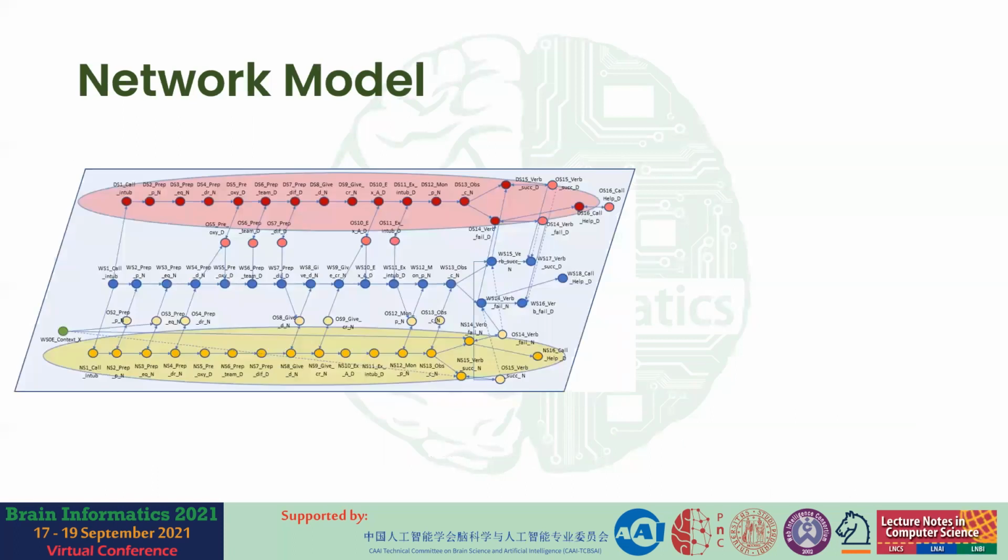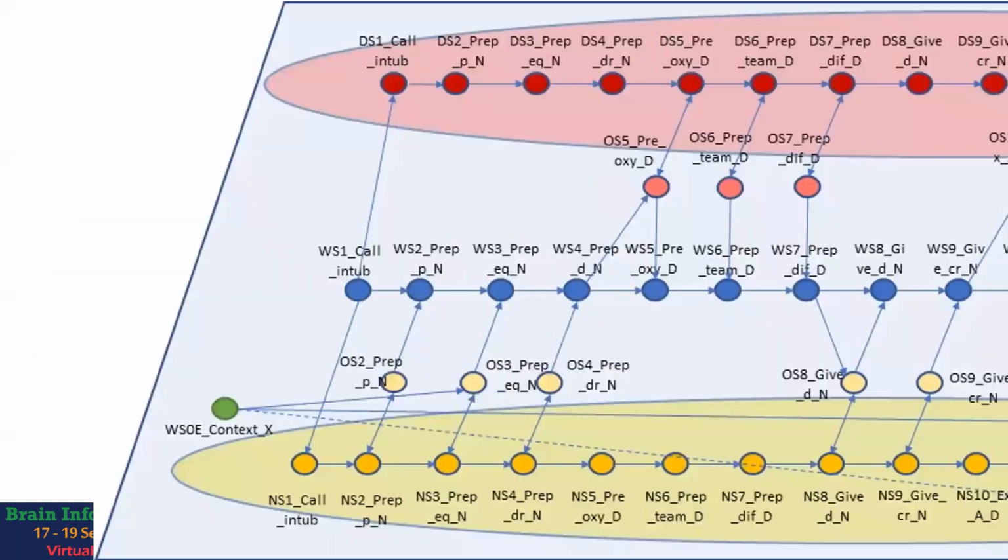Okay, so as I said, we are applying the domain to our network modeling approach. So this is the network model. This is a bigger overview, and you can divide it in three parts: the red, the yellow, and the blue. First of all, the blue is what is actually happening in the world. So you can see, let me go a bit closer. You can see WS for the blue, which means world state, so what is happening in the world.